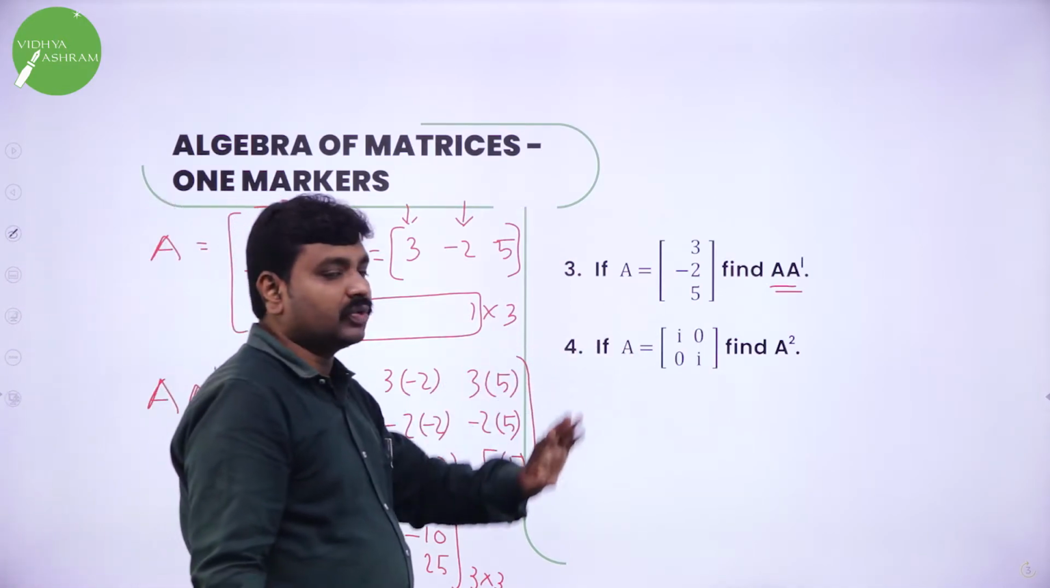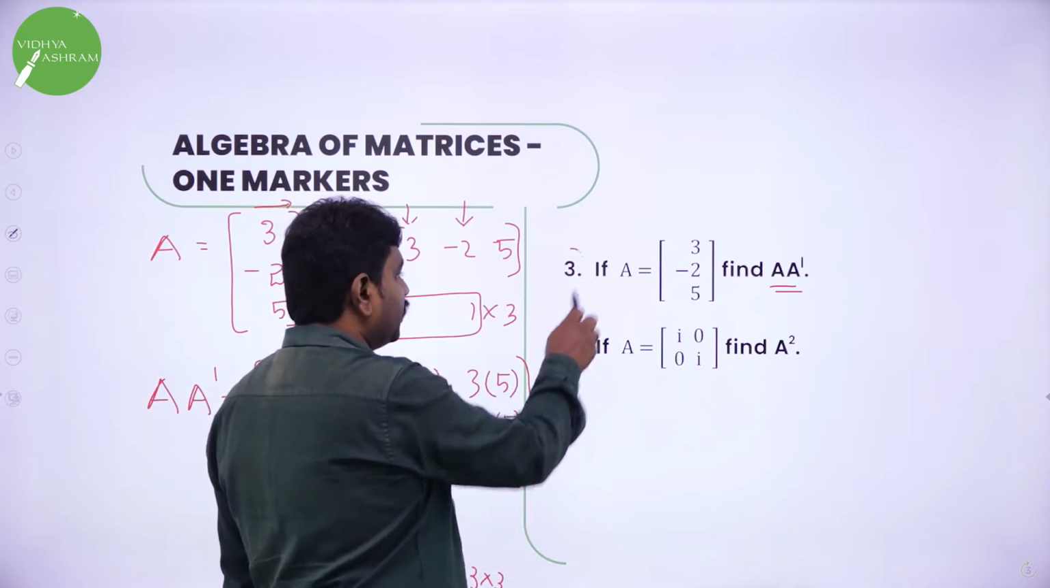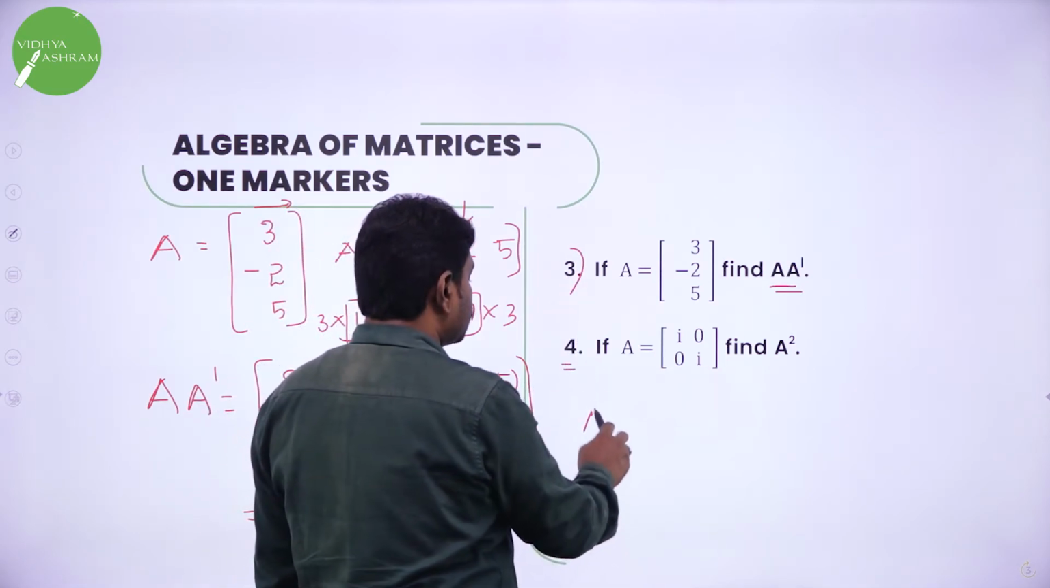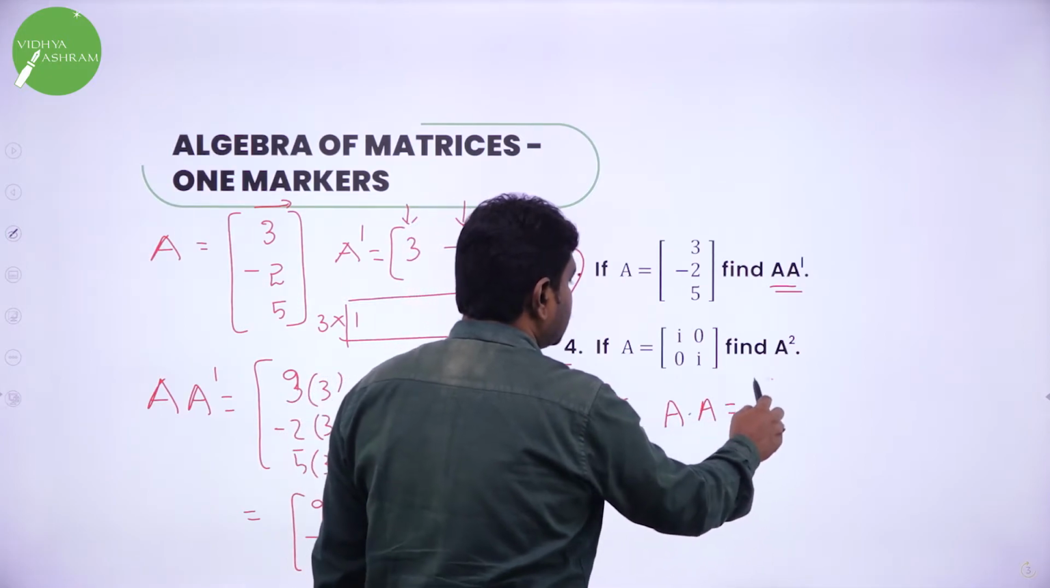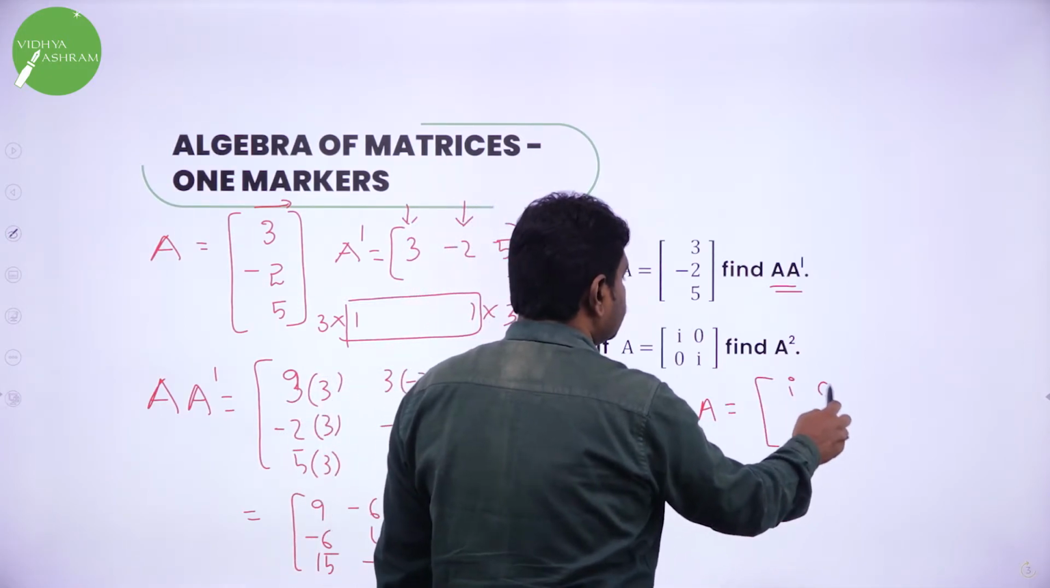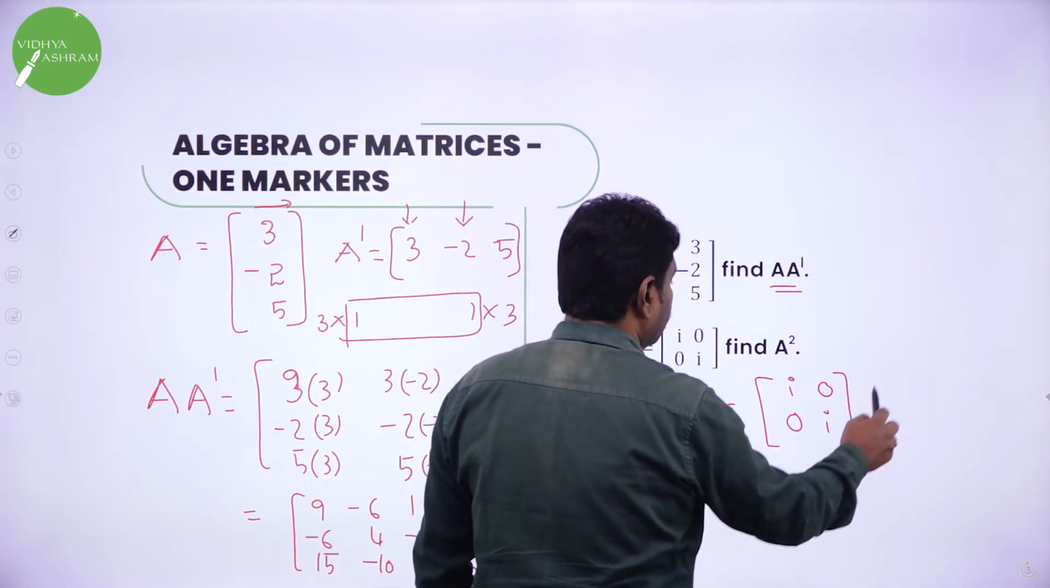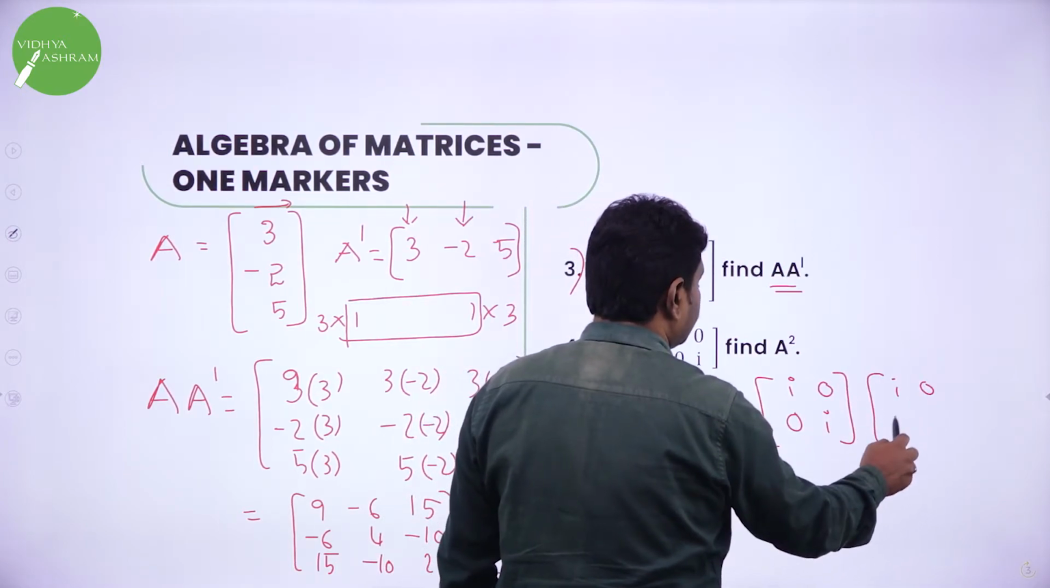Now, A square they want. Question number 3 we have done. Now, we will go to question number 4. A square. What is meant by A square? A into A. So, multiply matrix A with matrix A. That is [i 0; 0 i] into [i 0; 0 i].